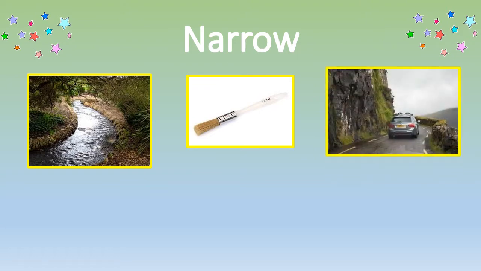For my next one, I found a picture of a narrow road. Now I know this is a narrow road because I can see it will only fit one car on it. My previous picture could fit two cars on it, like a normal road that we see every day. But this one can only fit one car because it has one lane, a narrow road.